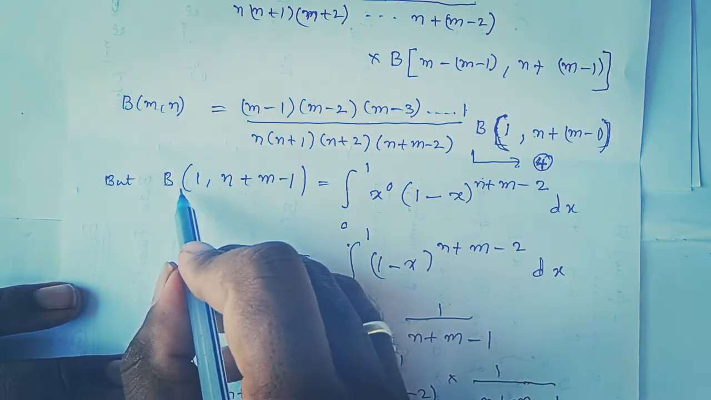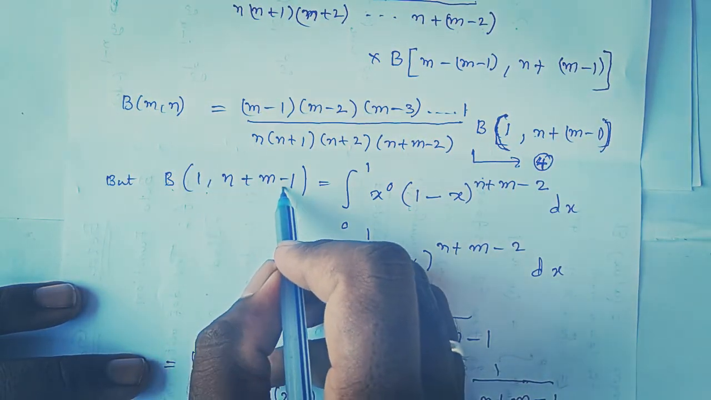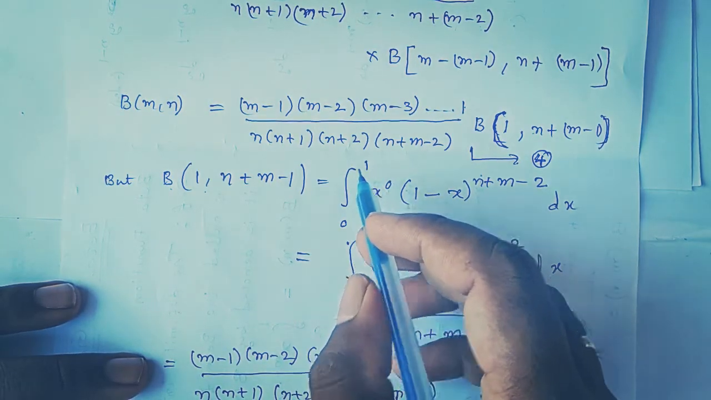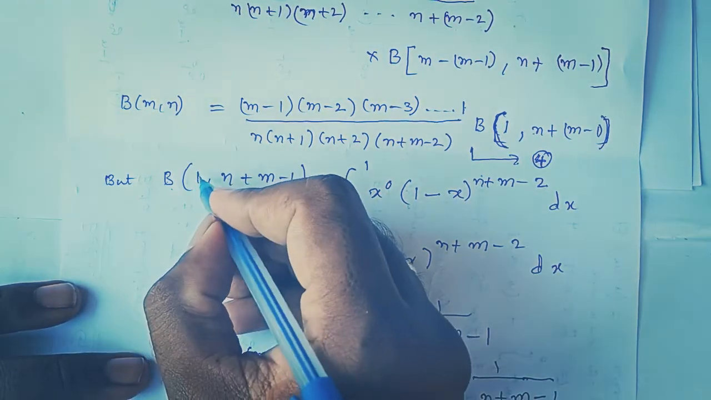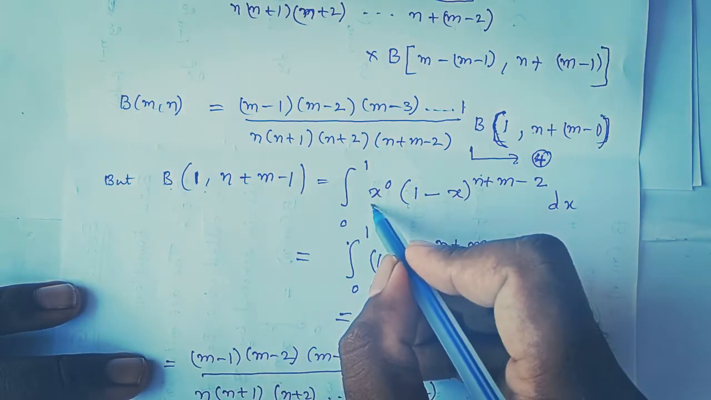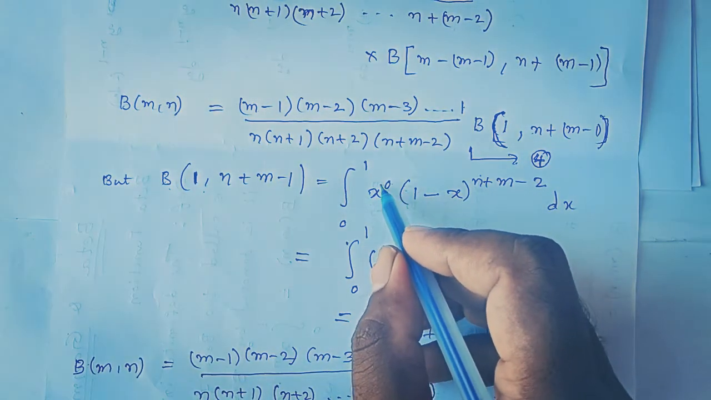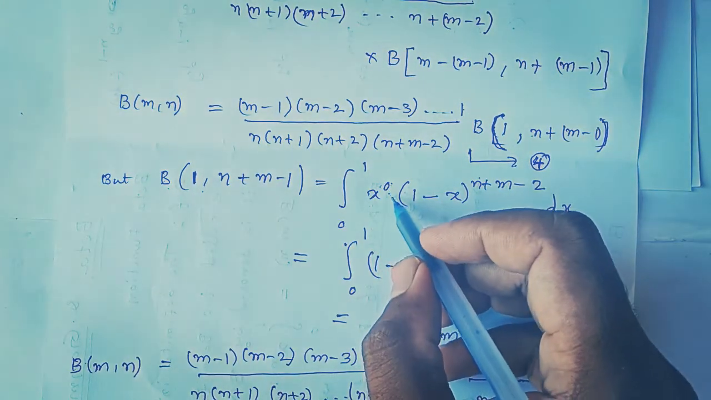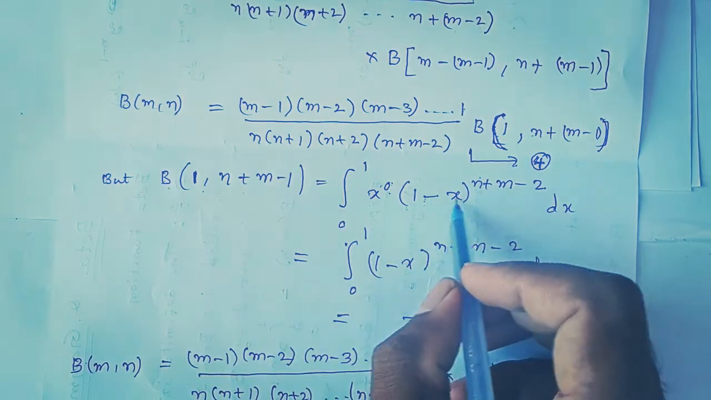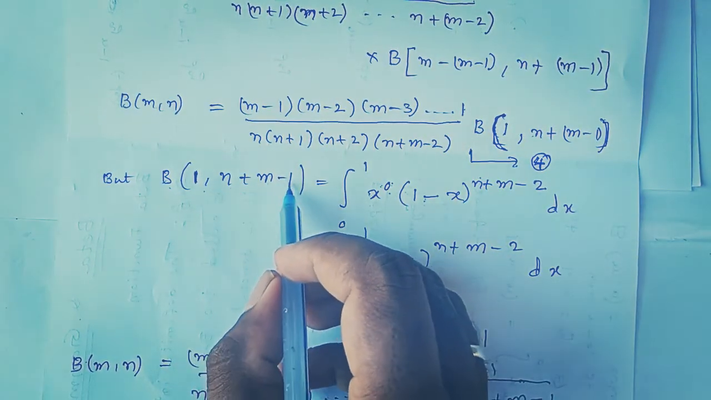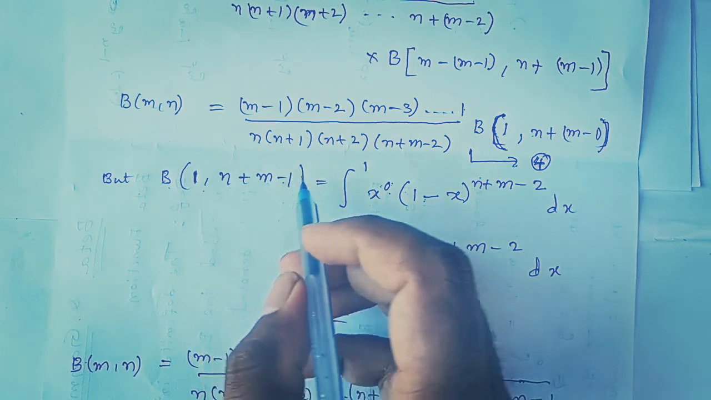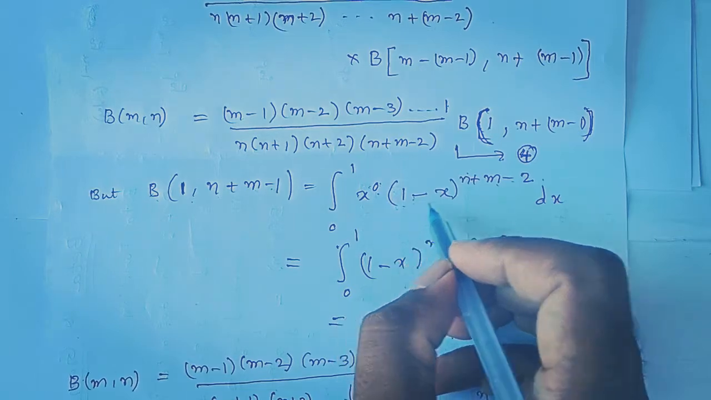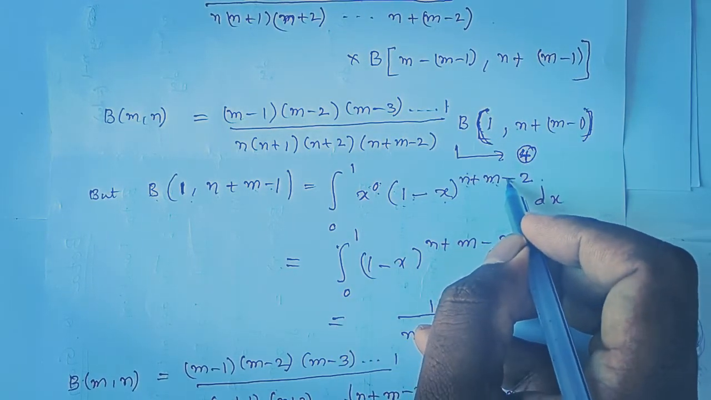Now this value, that is B of 1 comma n plus m minus 1, as per the beta function, is the integral with the limit 0 to 1. Here 1 means x power of 0, x power of 1 minus 1, it is 1, x power of 0, 1 minus x power of n plus m minus 1 minus 1. Therefore it is 1 minus x power of n plus m minus 2.